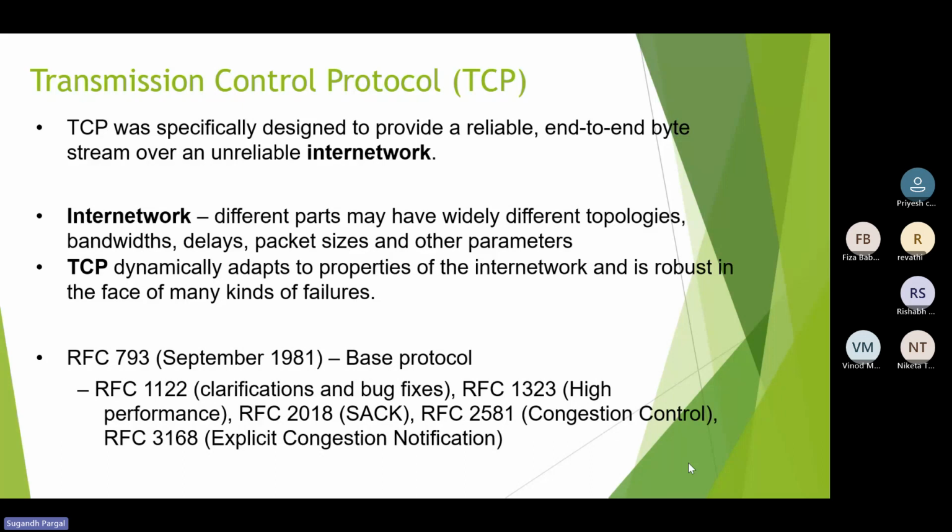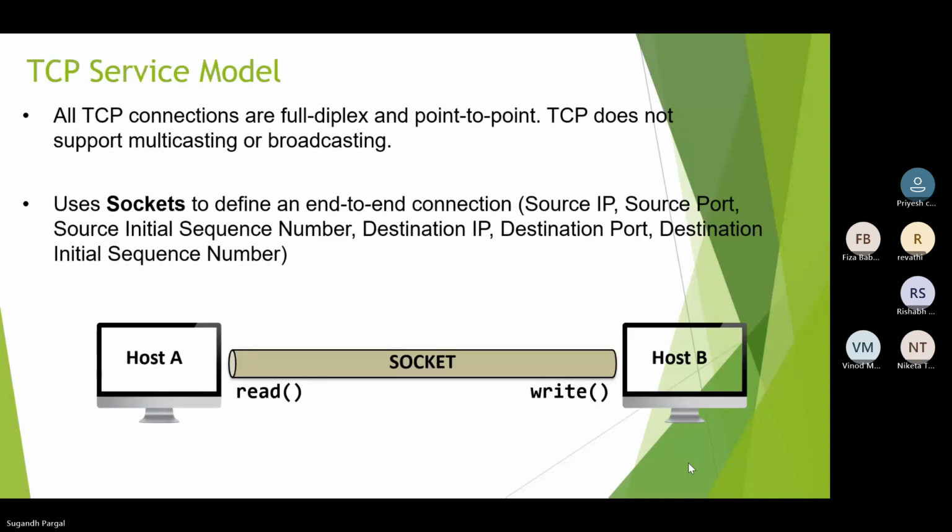The first TCP was specified in RFC, request for comments 793, that is the base protocol, and then there were further modifications of the base protocol in other RFCs as well. All TCP connections are full duplex and point to point. That is, it is a two-way connection. TCP does not support multicasting or broadcasting. It sends from host A to host B and receives from host B to host A.